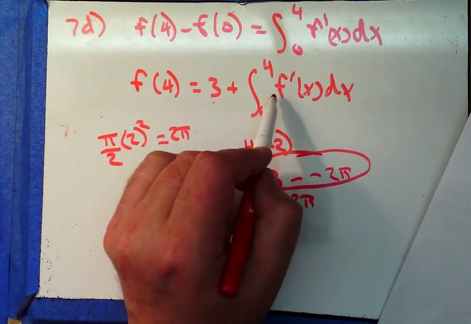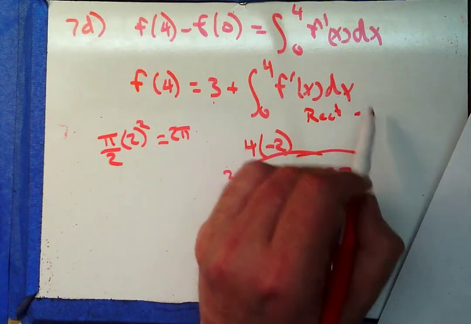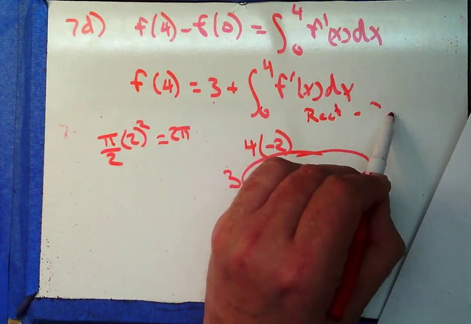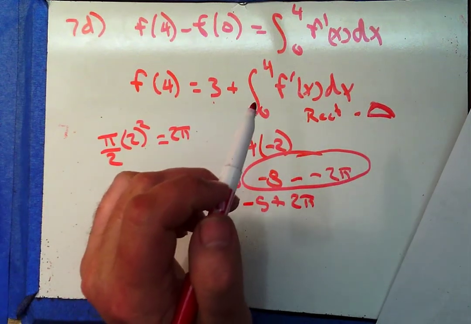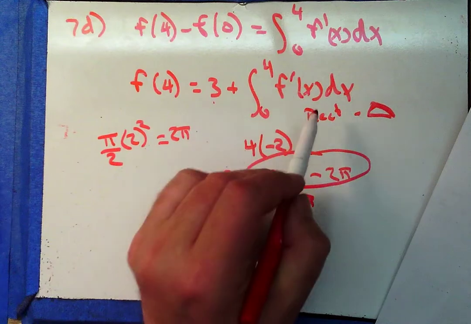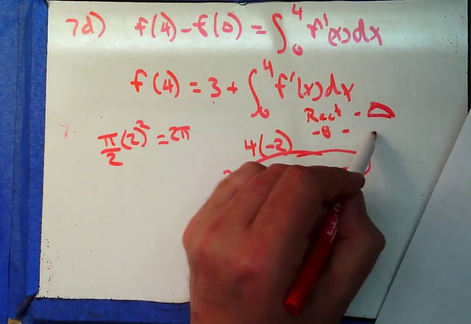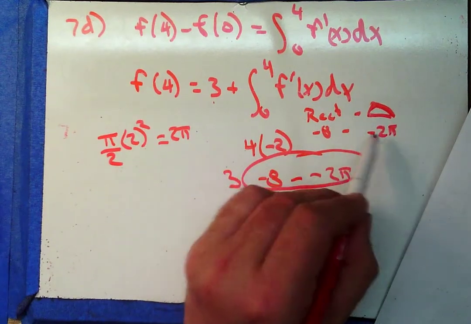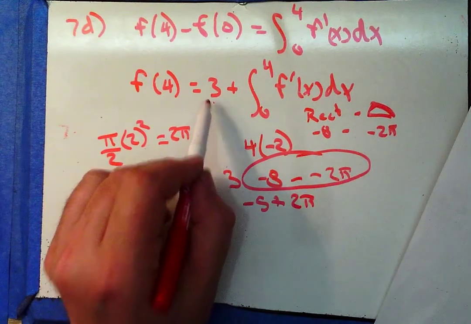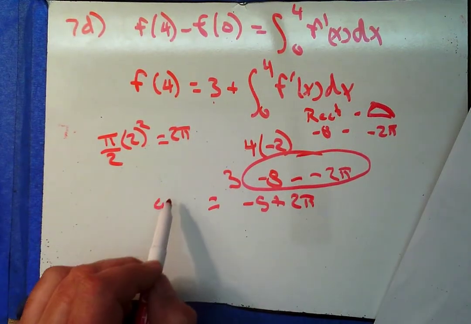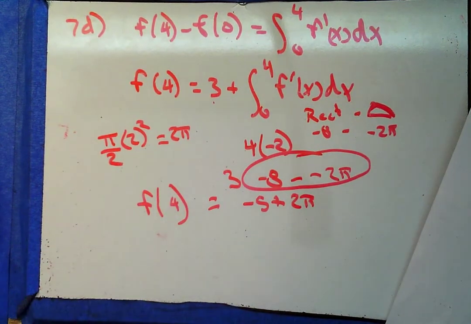All right, let's think about it. This is the rectangle minus the semicircle. The rectangle minus the semicircle. So the rectangle was negative 8 minus the semicircle, because it was below the axis, was negative 2 pi. Minus a minus is plus. So I've got positive 2 pi minus 8 plus 3, and there's my f of 4. And that's AP1.